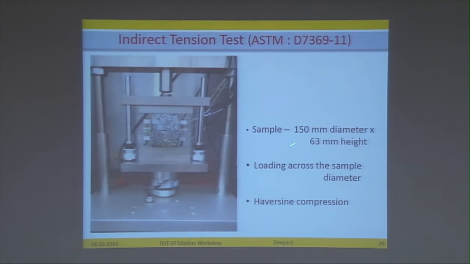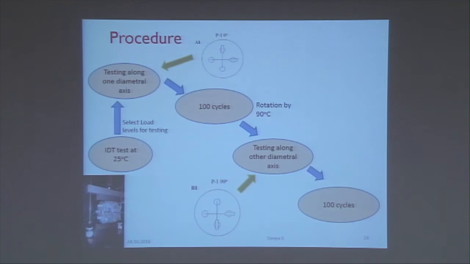And this is the test setup. The sample, as I told you, is 150 mm in diameter and the thickness is 63 mm. We have LVDTs mounted on both the planes, both horizontal and vertical, and we apply Haversine compression loading. The actuator is here. And this is the procedure we follow. We conduct an IDT test, indirect tension test at 25 degrees, and the 10 to 20% varies with the binder used. For plastomer, we will take 1% loading. For elastomer, it is different. So, it is all based on trial and error, how it works.